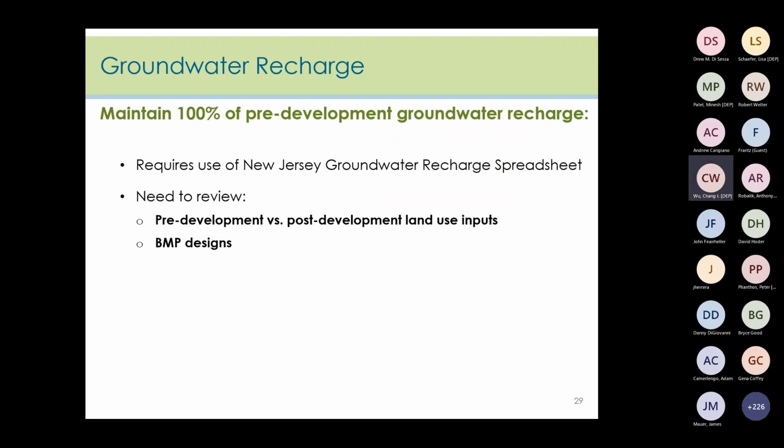The first option is to maintain 100% of the pre-development groundwater recharge. For this requirement, you will have to use the New Jersey groundwater recharge spreadsheets. There are no other tools you can use for the estimation. So you have to use the pre- and post-development conditions, and then you have to look into your BMP design. Let's talk in more detail about these spreadsheets.